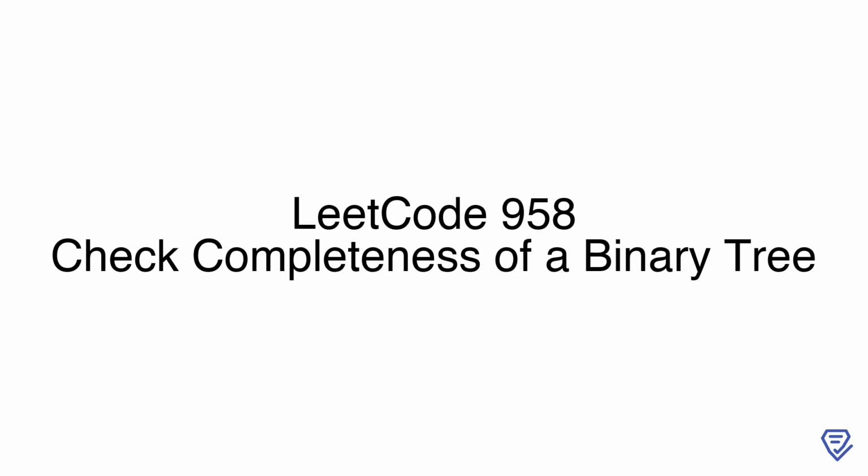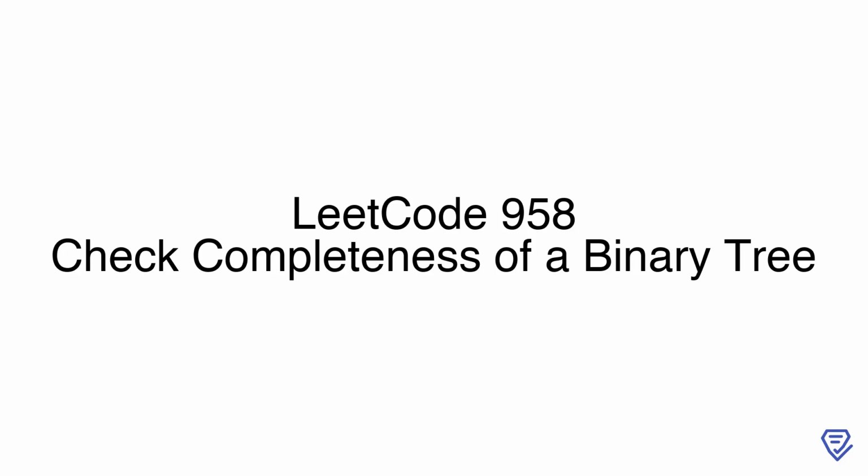In this session, we'll explore problem number 958, check completeness of a binary tree. This problem challenges us to verify whether a given binary tree satisfies the properties of a complete tree. We'll break it down step by step, examine different approaches, and analyze their complexities.